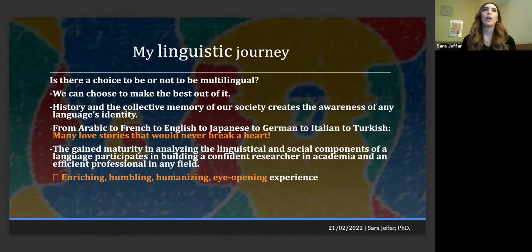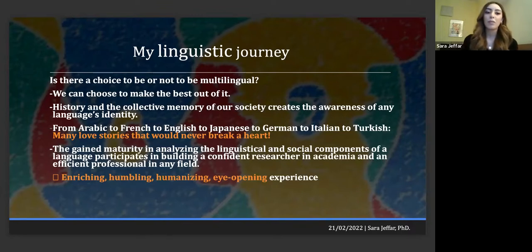And so I just reflected here on the point that history and the collective memory of our society create the awareness of any identity, of any language's identity. And so we develop that identity with the language. And I think I chose, and many other people of my generation chose, to make the best out of that experience, to learn the language for what it is and for what it can give us.